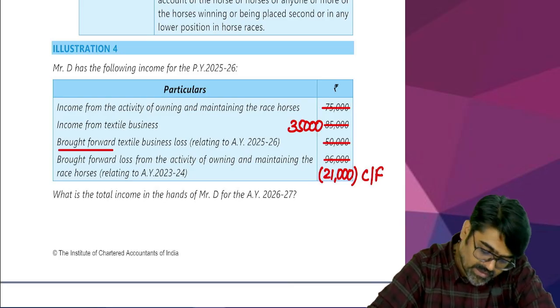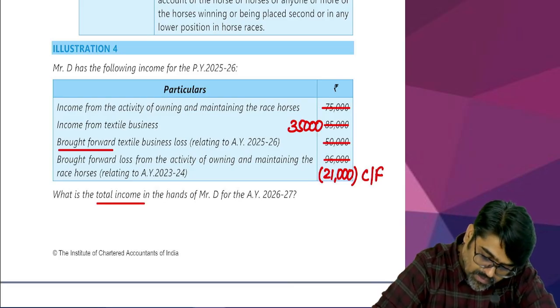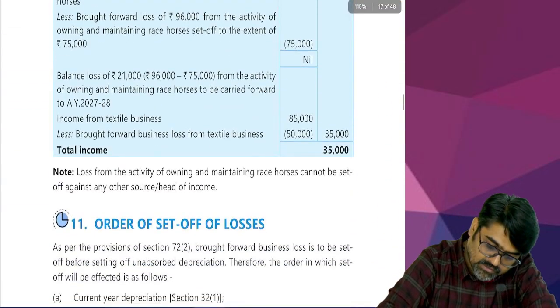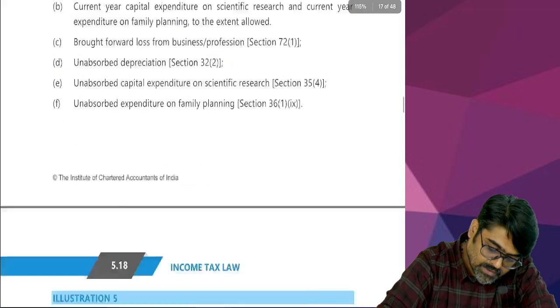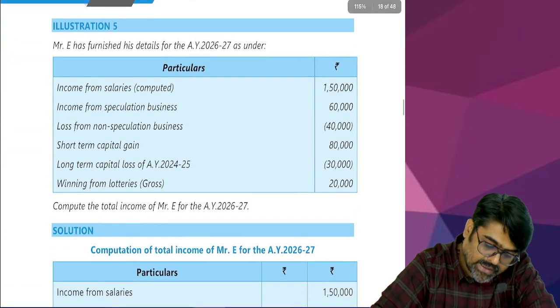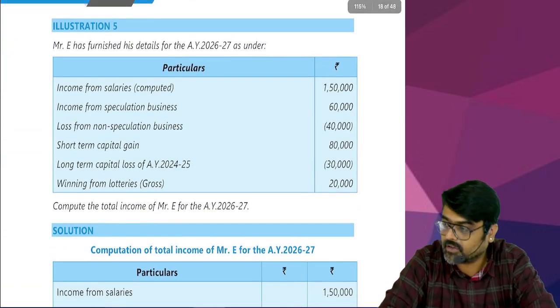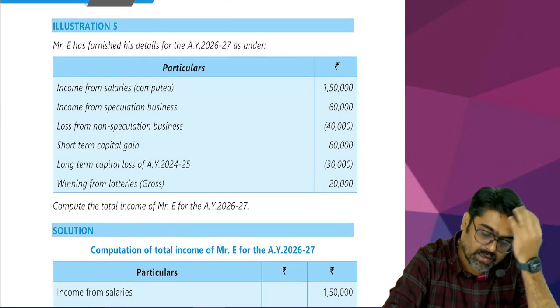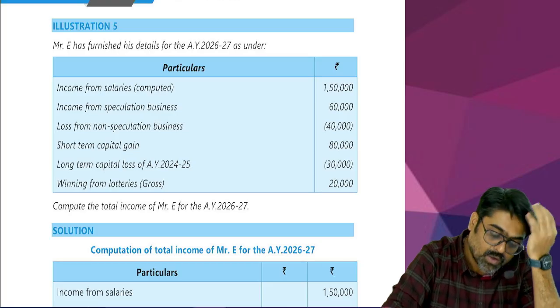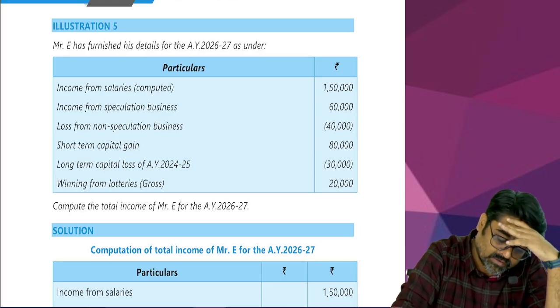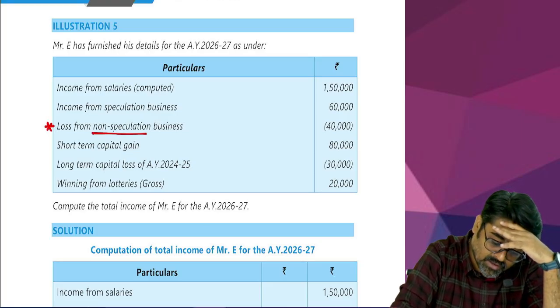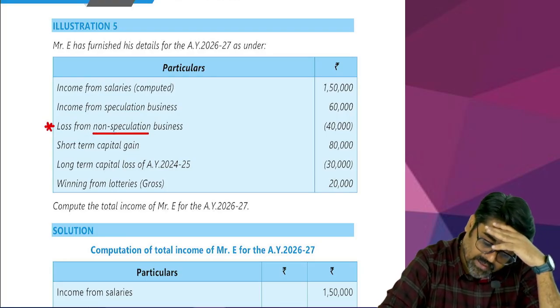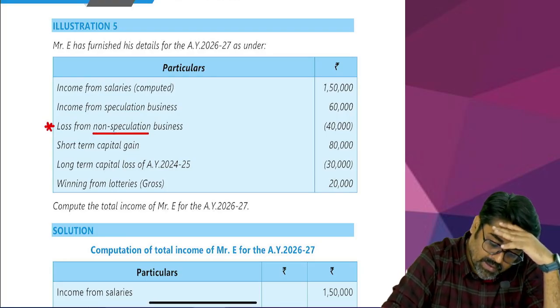So how much is the taxable income for this year? Total income for this year? Only 35,000. Done, sir? Very good. Next one. Mr. E has his details for the assessment year 26-27. Income from salary is given. Income from speculation business is given. Loss from non-speculation business, loss from normal business, is given. Short-term capital gain is there and long-term capital loss.